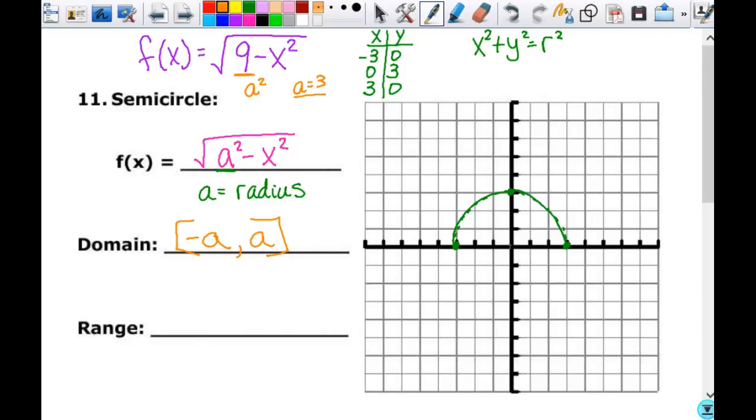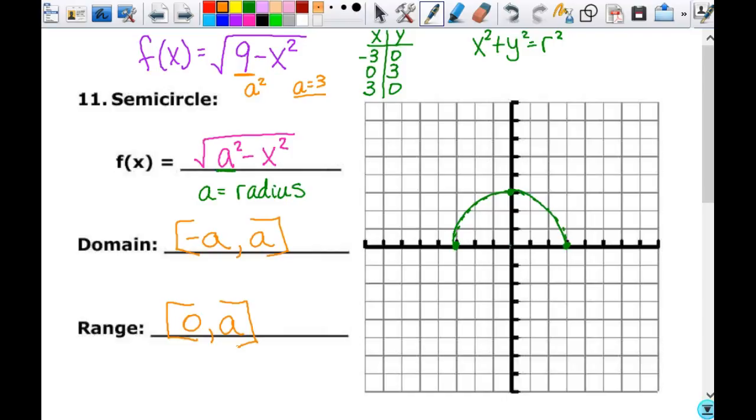The range. Where do I start? 0. So for this one specifically, is it ever going to be anything less than 0, whatever I choose for a? Is that possible? No, because I'm taking the square root, right? So it's going to start at 0. Do I include it? Yes. And then what's the top point of my range? a, right? Because it's a circle. And I include it. Okay, everybody okay with that?